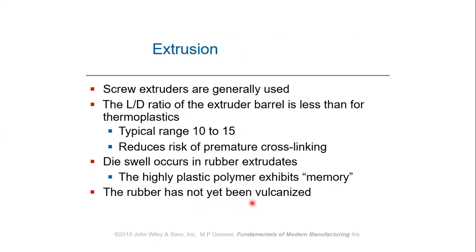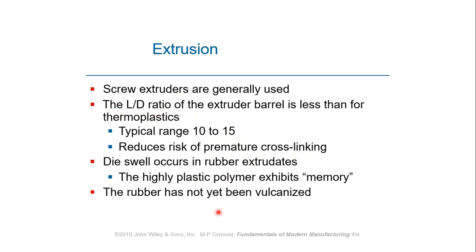Extrusion, basically, it's similar to the plastic product, but in this case, the length to diameter ratio of the extruder barrel is less than for thermoplastic. The typical range for rubber extrusion is 10 to 15, because if this ratio is higher, then it will be very difficult to extrude the rubber, because rubber has higher viscosity compared to plastic materials. That is why the typical range is 10 to 15. The length of the screw to the diameter of the screw has to be within 10 to 15 to handle rubber. Otherwise, there will be premature cross-linking, which is called premature vulcanization.